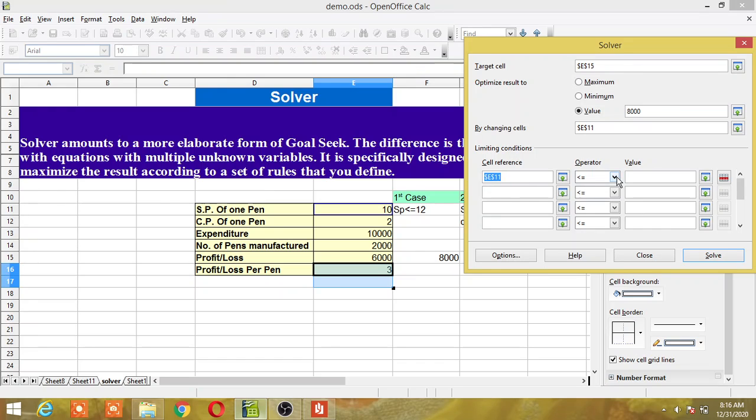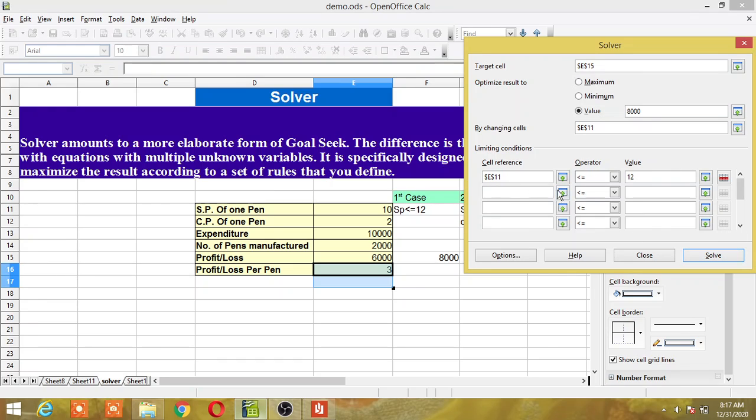So you can select the operator from here. You can use any operator: less than, greater than, equal to, or integer or binary. So I'm selecting less than or equal to, and I can give the value here. I'll give the value as 12 only. So I do not want to go beyond 12 rupees, and then finally you can click on solve.